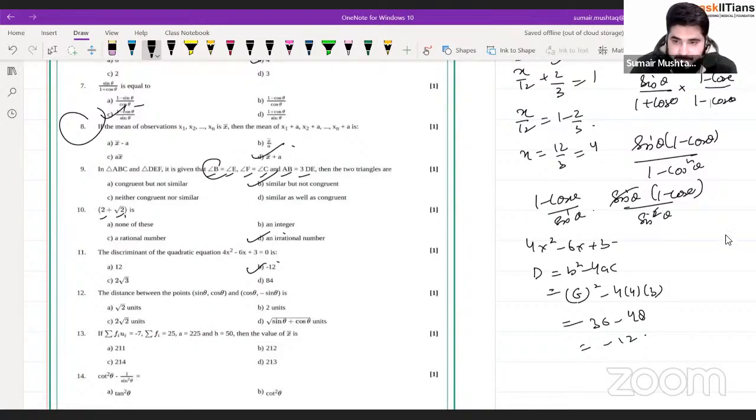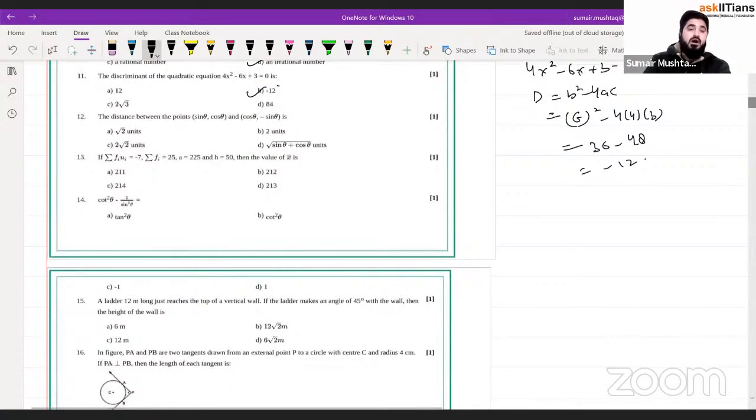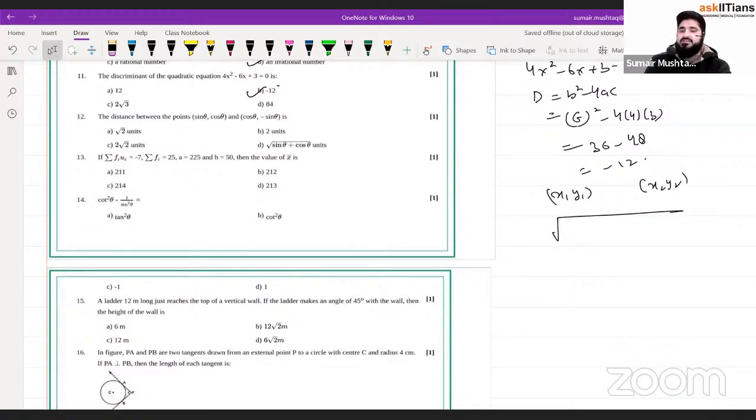Fine. Now, okay, next question. The next question is for the distance formula. See, how to find the distance formula. Suppose you have one point x1, y1, and another point x2, y2. How to find the distance between these two? This is root of, yeah, what is the distance between these two? Yes, come on, tell me in the chat.